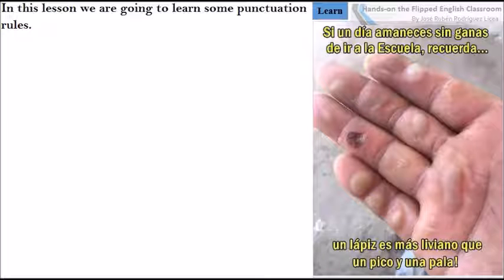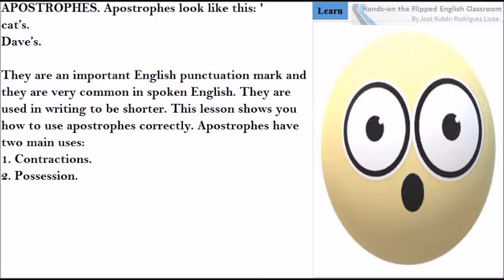In this lesson we are going to learn some punctuation rules. Apostrophes. Apostrophes look like this: cat's, Dave's. They are an important English punctuation mark and they are very common in spoken English. They are used in writing to be shorter. This lesson shows you how to use apostrophes correctly.